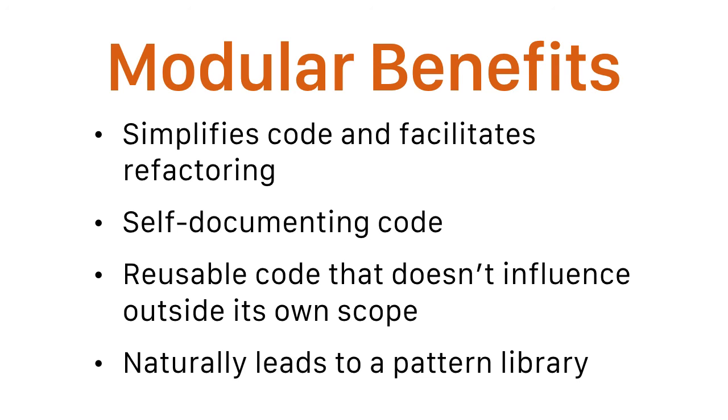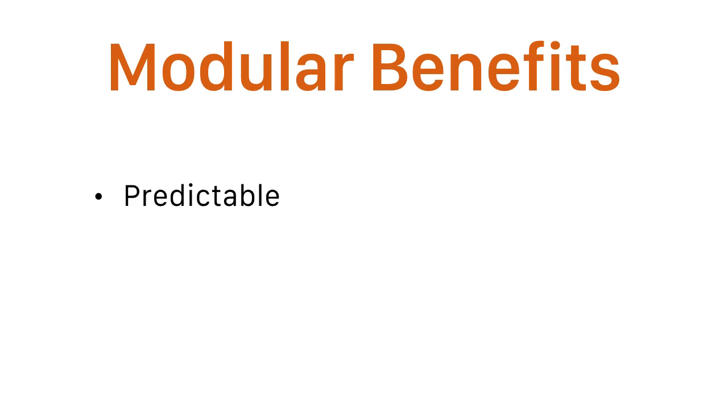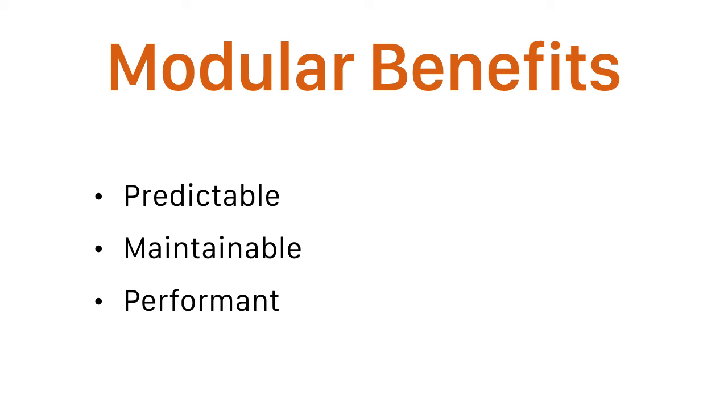And these examples are minor. They're small, but they add up. When you start doing this across your entire code base, you slim down your code base, you identify repetitions, you make everything more efficient and more reusable, and that will make your site more performant. So to put it another way, modular makes your code predictable, maintainable, and performant.